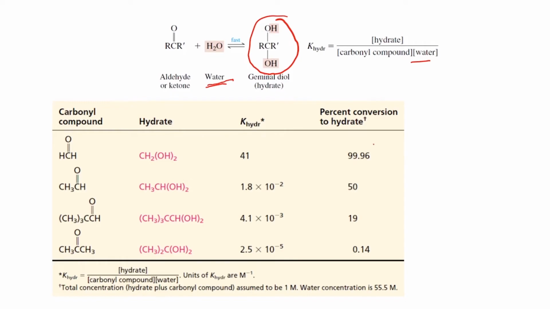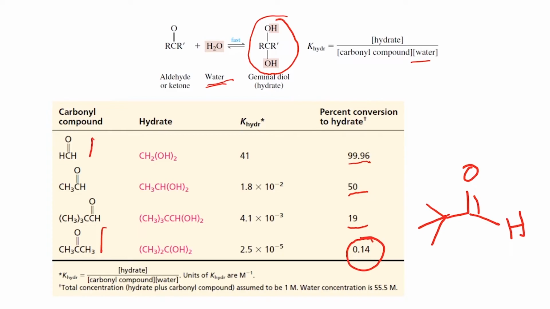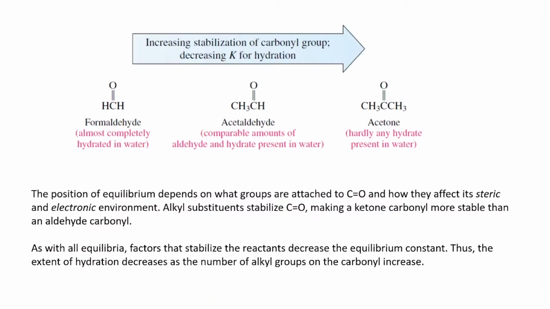The value for formaldehyde, if you work this out, is 99.96. The value for acetaldehyde is 50. This is percent, and for tertiary butyl aldehyde, which is shown here, the value is 19, and lastly for acetone it is 0.14. So when moving from formaldehyde to acetone, you have completely reversed the percentage conversion to the hydrate.